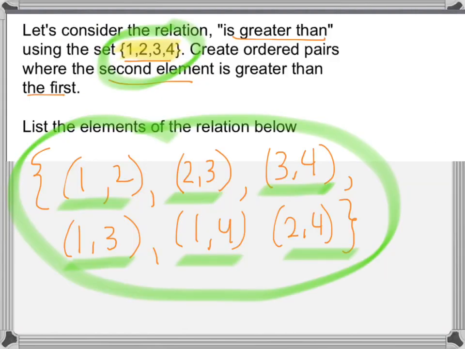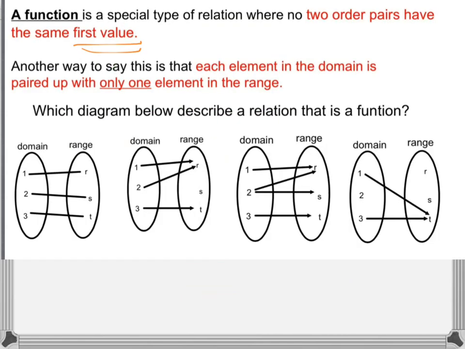So for instance, the relation that we just looked at would not be a function because this ordered pair and this ordered pair and this one, in fact, have the same first element. And this one have the same first element. So this particular relation greater than is not a function. Okay, another way to say this is that each element in the domain is paired up with only one element in the range. So when we look at our oval description, sometimes we like to represent the domain and the range as elements in an oval set here.